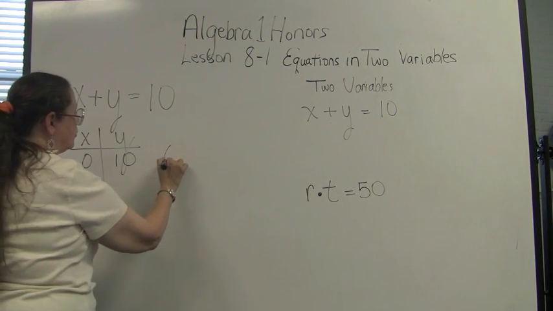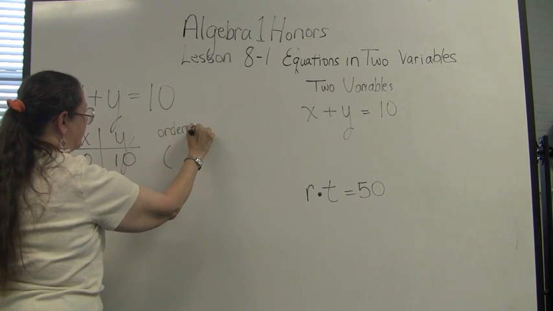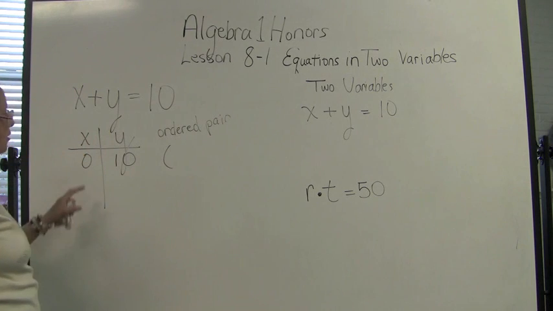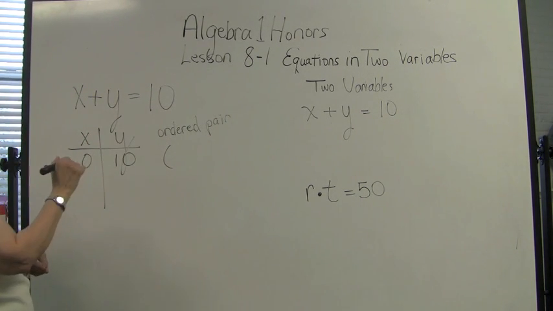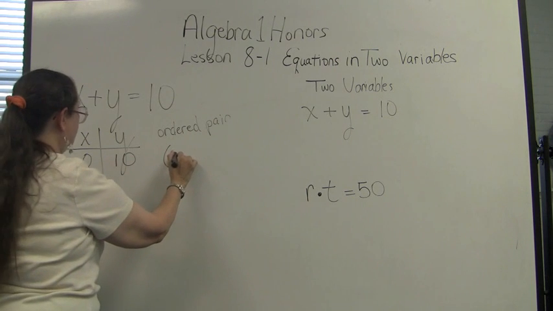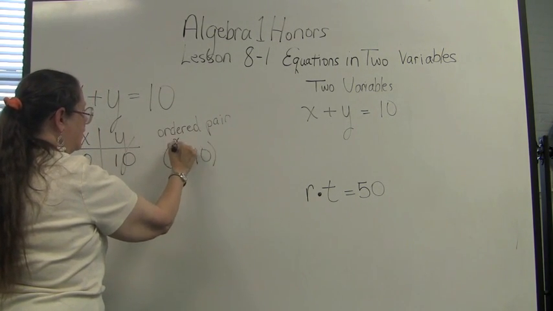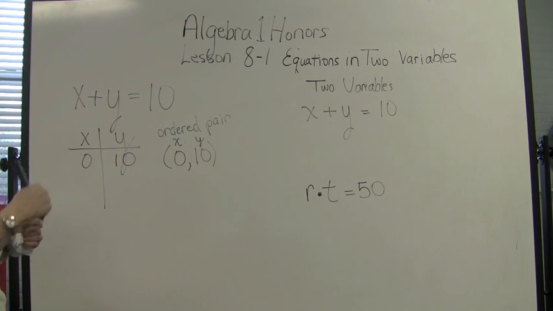So one ordered pair, because that's what they call these answers, one ordered pair that satisfies or makes that equation true would be 0, 10. The x value comes first, the y value comes second, just like x comes before y in the alphabet. Only by convention, somebody chose that.